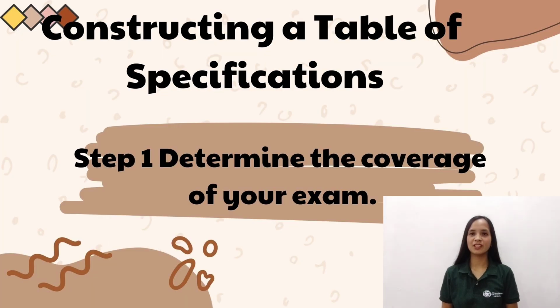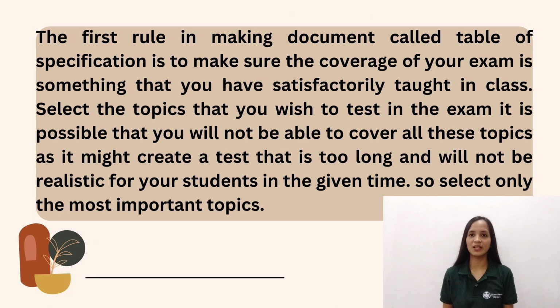Okay, let's proceed in constructing a table of specification. There are 5 steps in constructing a table of specification. Step 1. Determine the coverage of your exam. The first rule in making a document called Table of Specification is to make sure the coverage of your exam is something that you have satisfactorily taught in class. Select the topic that you wish to test in the exam.